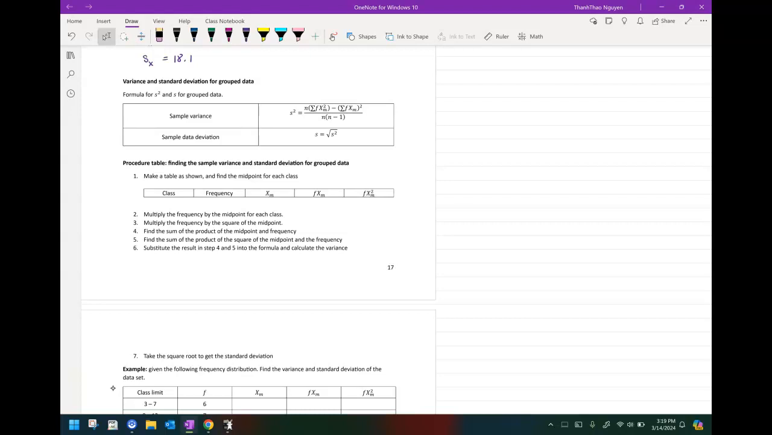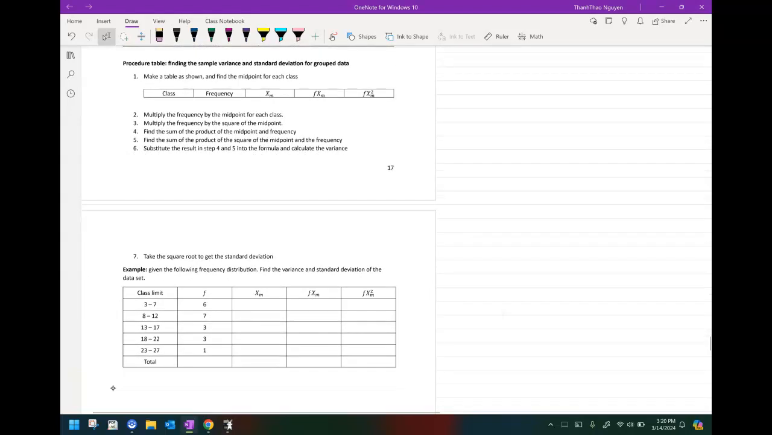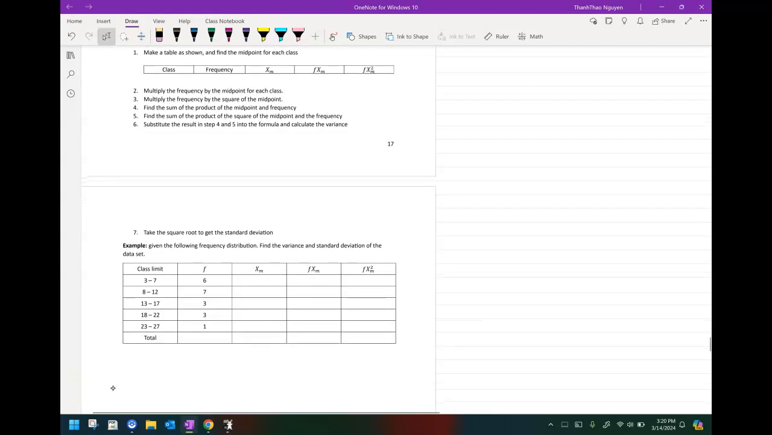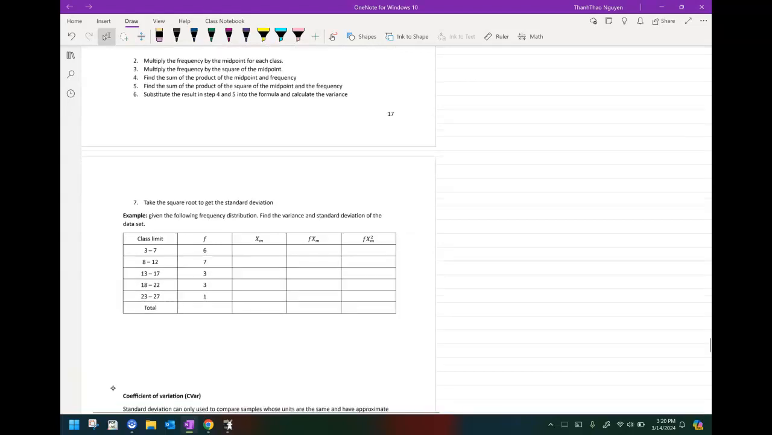The procedure for finding sample variance and standard deviation for grouped data: you make the table as shown. You have class, frequency, and we find the midpoint. We calculate the frequency times the midpoint. And we calculate the frequency times the midpoint squared. And then we find the sums for the frequency times midpoint and frequency times midpoint squared. We will use these in our formulas.